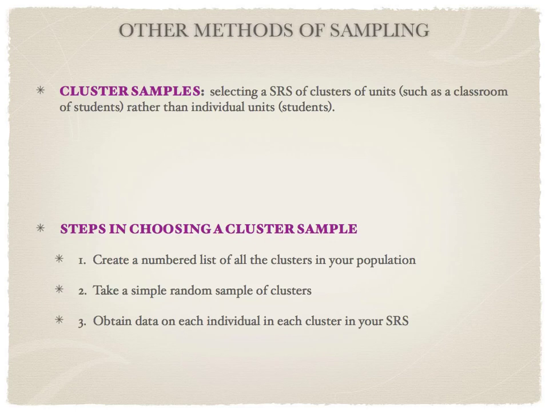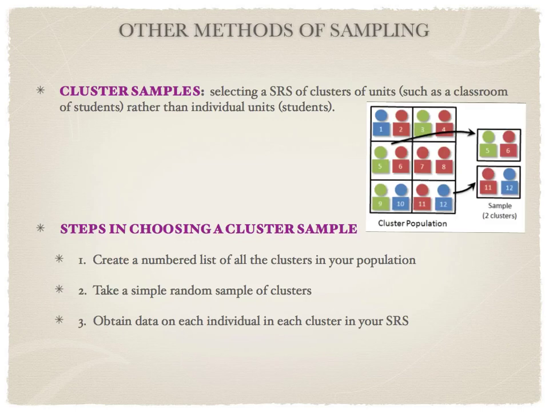Now we'll discuss some other methods of sampling, such as cluster samples. That is, selecting a simple random sample of clusters of units, such as a classroom of students, rather than individual units, the students. Here's a visual representation of cluster samples. We have our population broken into 6 different clusters. And from those 6 different clusters, we will randomly choose 2 of those clusters to represent our sample. And that is a visual representation of cluster samples.